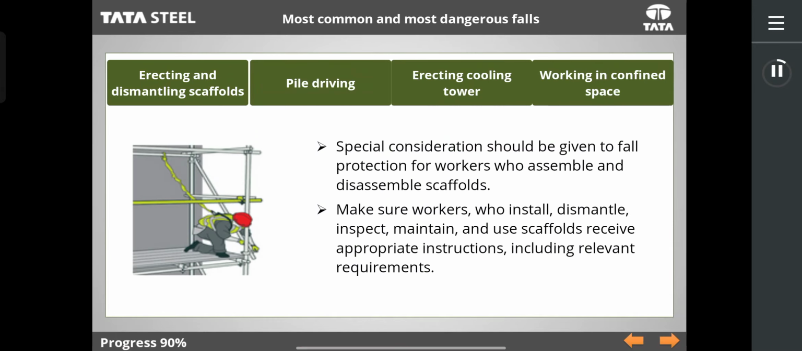Erecting and dismantling scaffolds. Special consideration should be given to fall protection for workers who assemble and disassemble scaffolds. Make sure workers who install, dismantle, inspect, maintain and use scaffolds receive appropriate instructions including relevant requirements. Double lanyards, where employees connect one lanyard to a suitable anchorage point before disconnecting the other lanyard, are used in these cases.